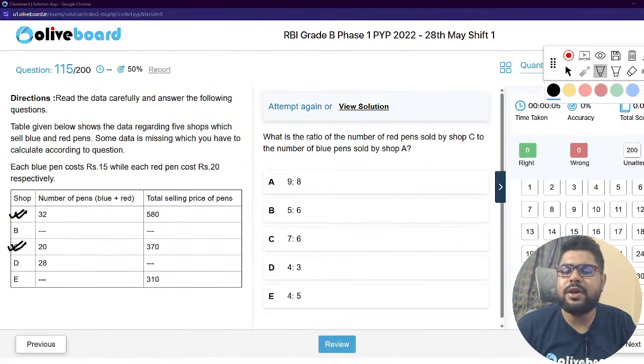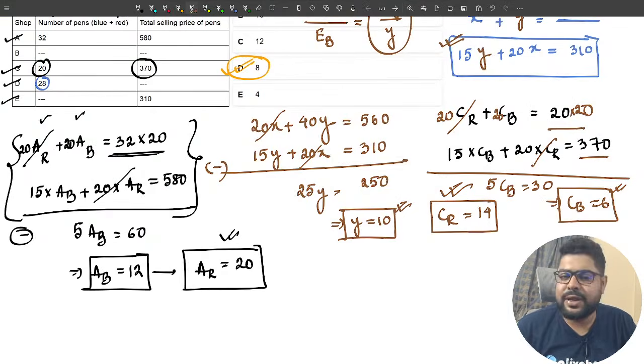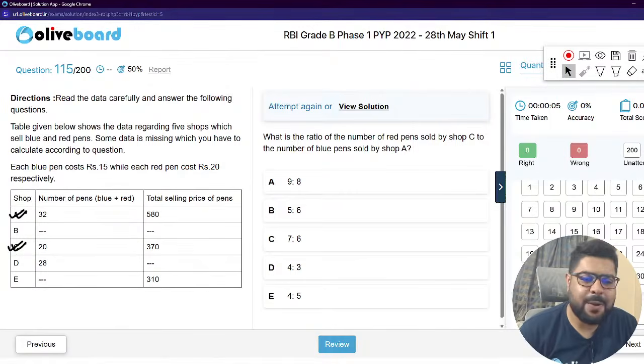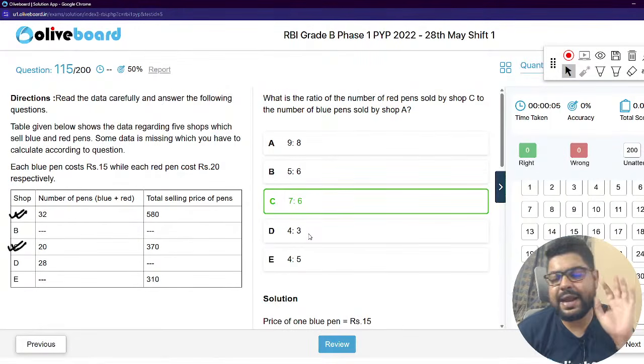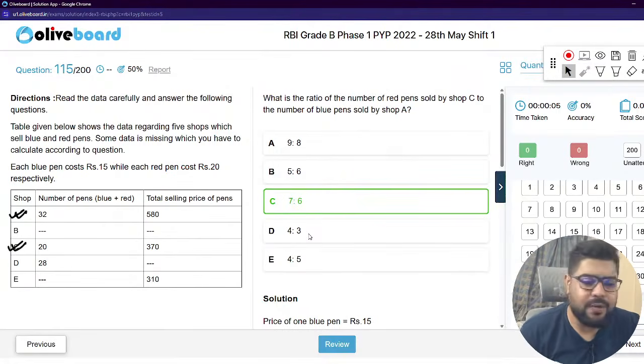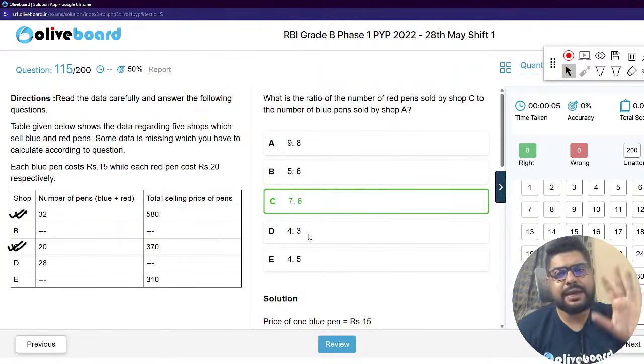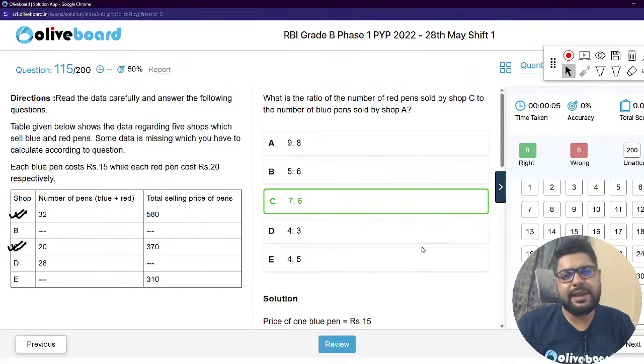The ratio of the number of red pens sold by shop C to blue pens of shop A. Chalo. C red, that is 14. Blue of shop A, this is 12. So 14 ratio 12 gives you 7 ratio 6, which is your option. देखो एक line का questions. These are all one-liners once you solve. So this was a pretty easy set, completely doable, very easy.